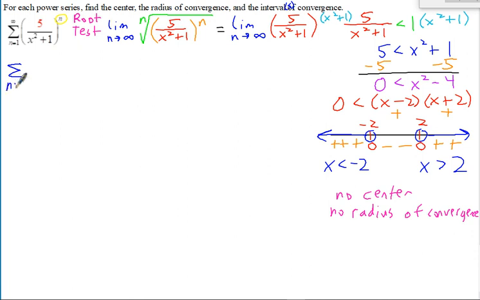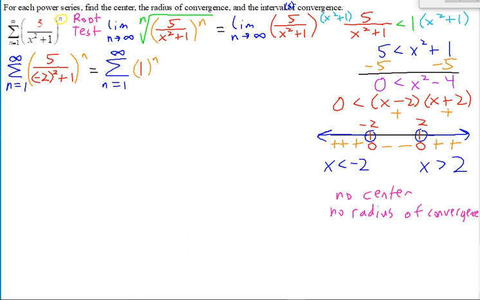So this is from n equals 1 to infinity. And let's substitute in the negative 2 first. So I'll have 5 over negative 2 for x squared plus 1. And then this whole thing is raised to the n. So we're just going back to the original one before we did anything to this. But you can see that would just give you 5 over 5, that's just 1. So we have 1 to the n.